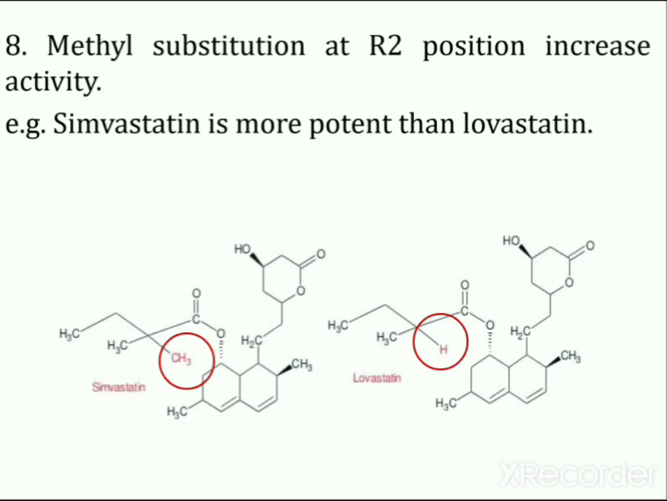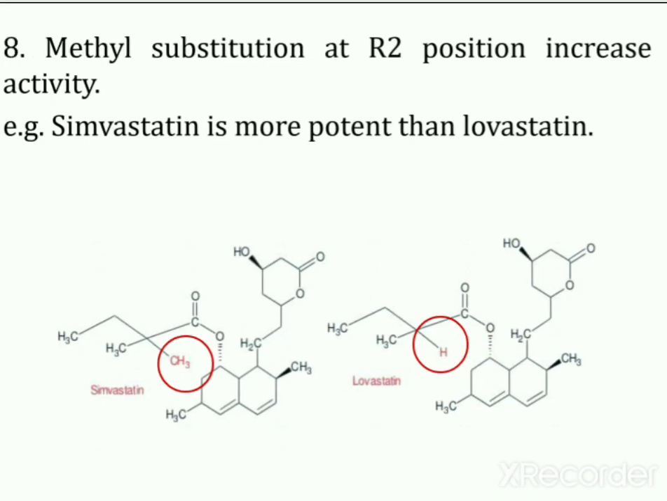Substitution of a methyl group at the R2 position increases the activity of the generated compounds. For example, simvastatin contains a CH3 group at the R2 position, while lovastatin contains an H at the same position. Because of this change, simvastatin is more potent than lovastatin.